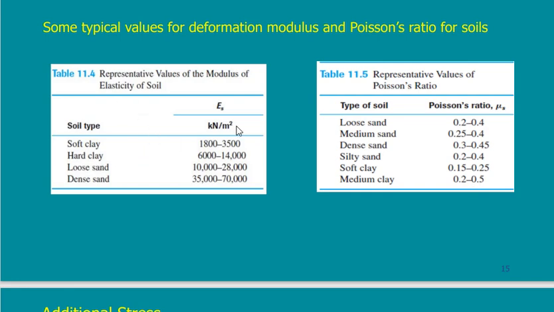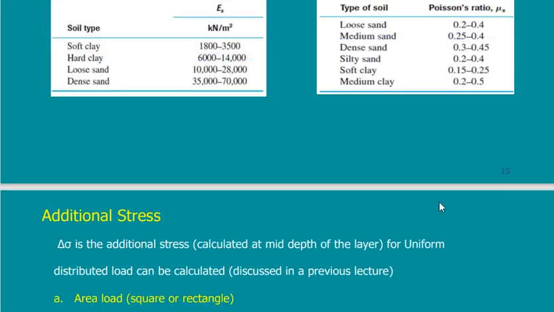But if I don't know what is ES, suppose you assume 70,000 for soft clay, it's a catastrophe. But here, if you use these values, take the average value, it will be fitting in most of the types of the soil.